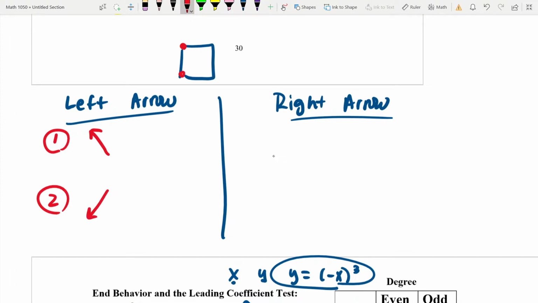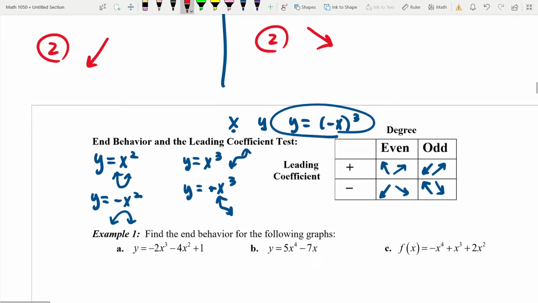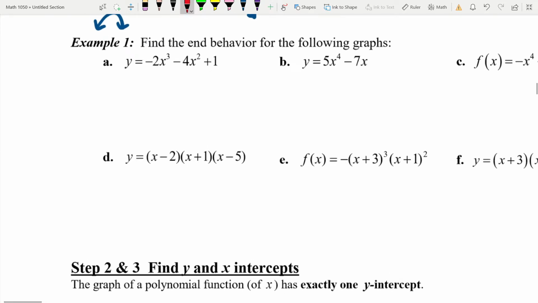Okay? The right arrow also has two options. See if you can draw the two options for the right arrow. I want to see if you understand. Here are the only two options. Look, right up or right down. Who says I knew that? I drew that all by myself. Yay. Okay, let's keep going.